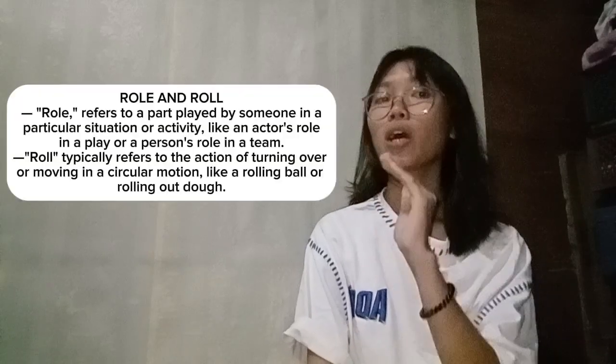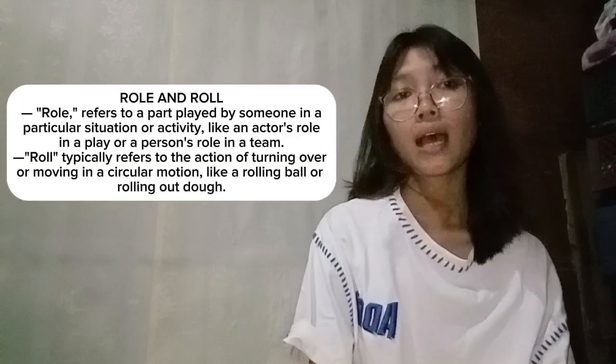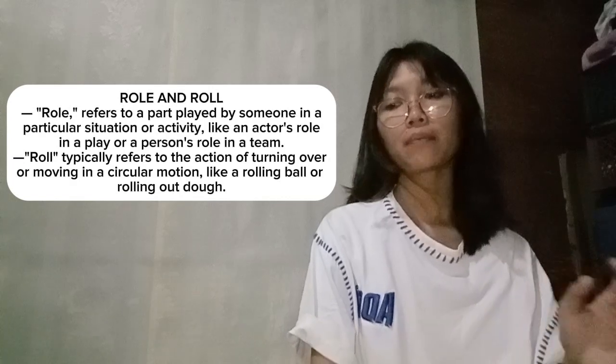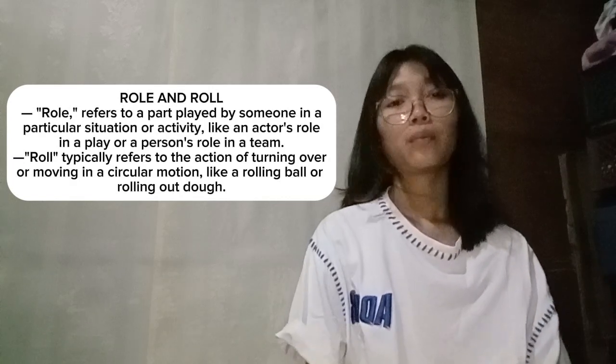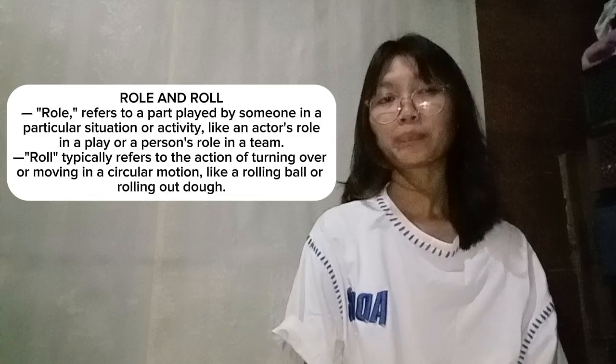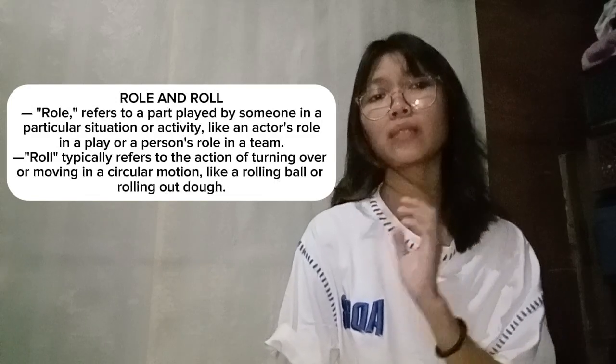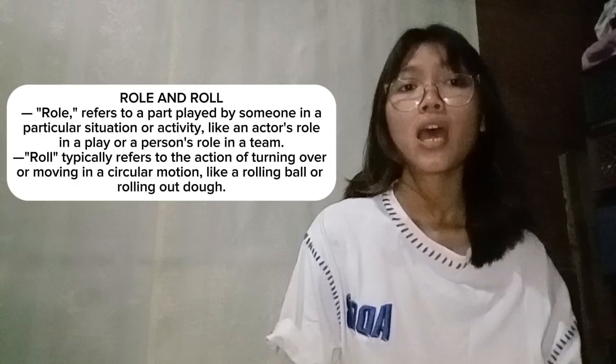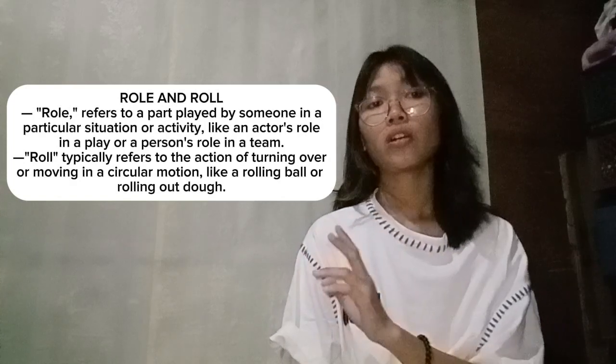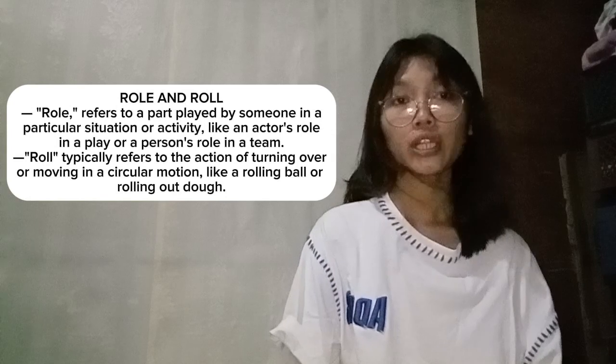And next is role and roll. The first, role, is where you place something. Role can also be a noun related to a position. And the next one is roll, like to turn over in a circular motion. So it is a verb or an action.